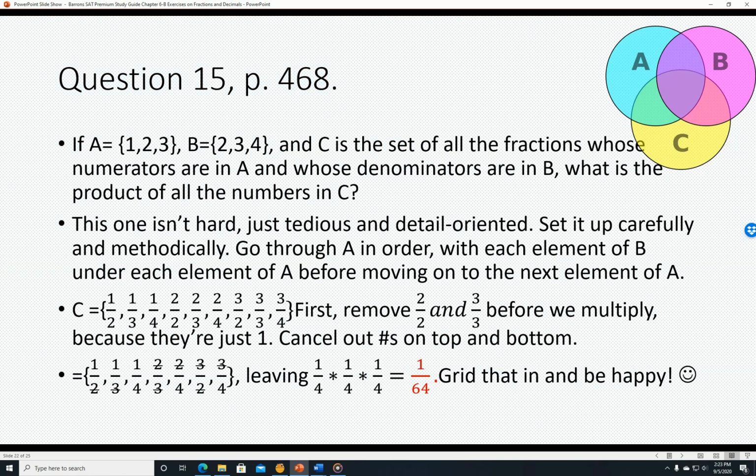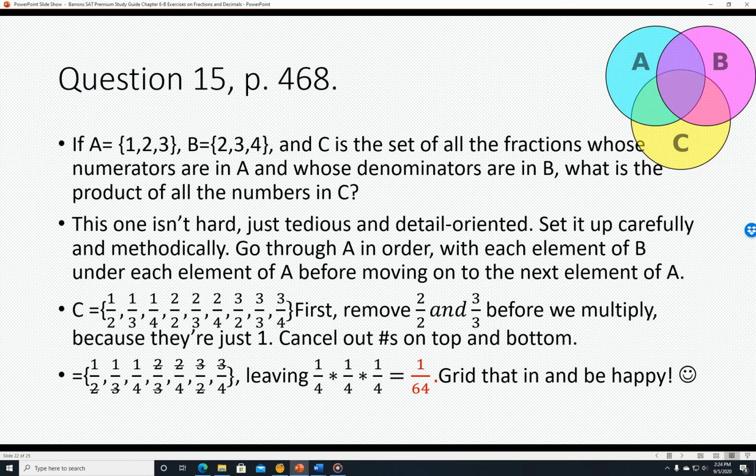Question 15, page 468. If a is equal to the set containing 1, 2, and 3, and b equals 2, 3, 4, and c is the set of all fractions whose numerators are in a and whose denominators are in b, what is the product of all the numbers in c? So this one isn't really that hard, it's just tedious and detail oriented. So first you want to set up the problem carefully and methodically.